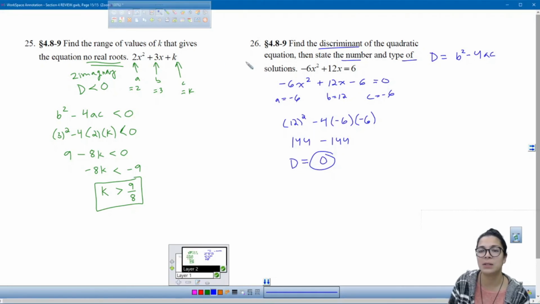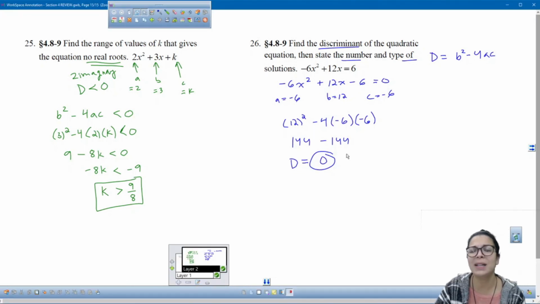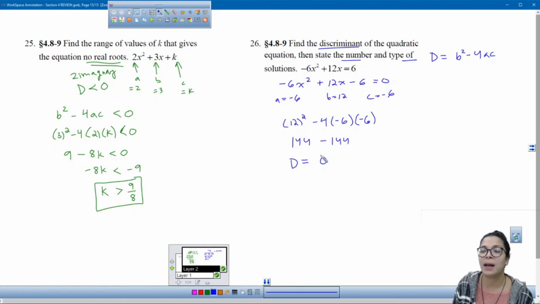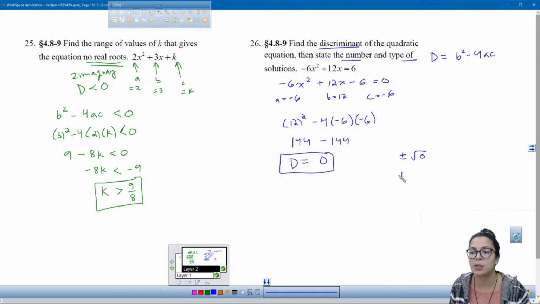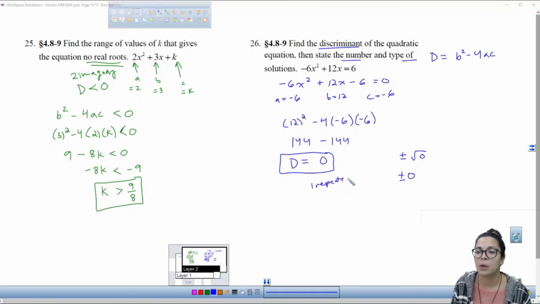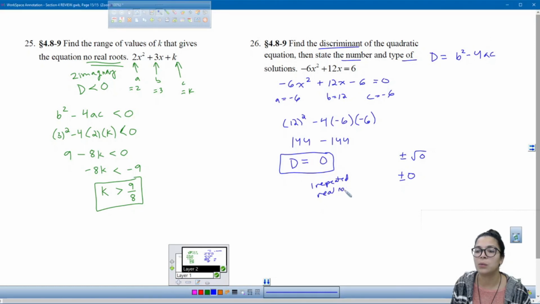The discriminant equals 0. And then what does that mean? If the discriminant equals 0, that means that when you add and subtract, you're adding and subtracting the square root of 0, which the square root of 0 is just 0. So you're adding and subtracting 0, which is not going to give you two different answers. It's going to give you one repeated real root.